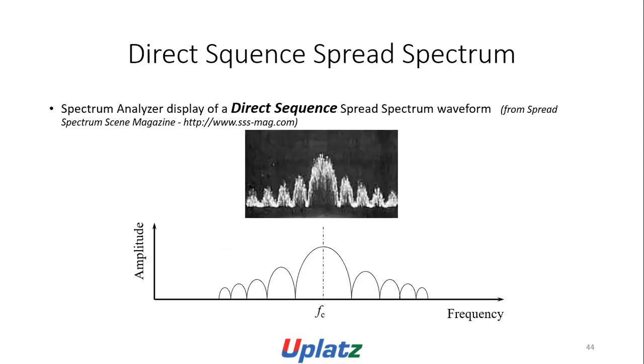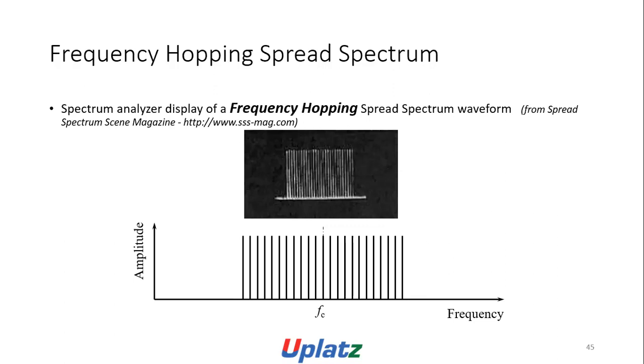Spectrum analyzer display of a direct sequence spread spectrum waveform is shown here. On the amplitude axis there is a main lobe and there are side lobes at the same frequency. Frequency hopping spectrum: a spectrum analyzer display of a frequency hopping spread spectrum waveform is shown in the figure.